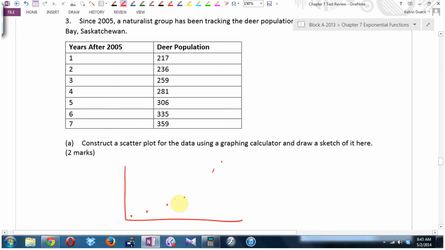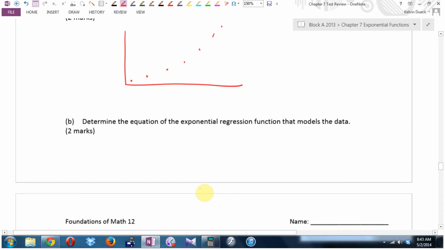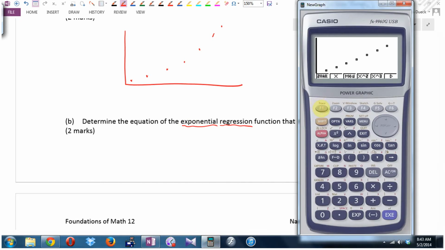1, 2, 3, 4, 5, 6. Probably need 1 more point. Probably right there-ish. What I'm more interested in is finding the exponential equation, the exponential regression function that models the data. So I'm going to go calculate exponential.